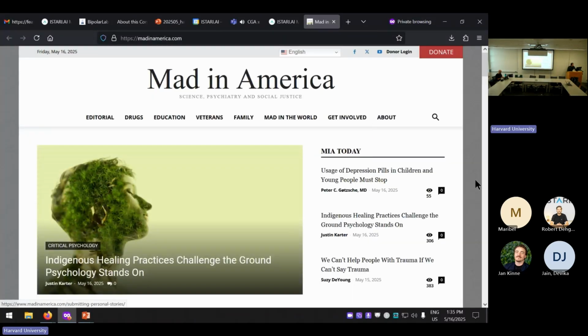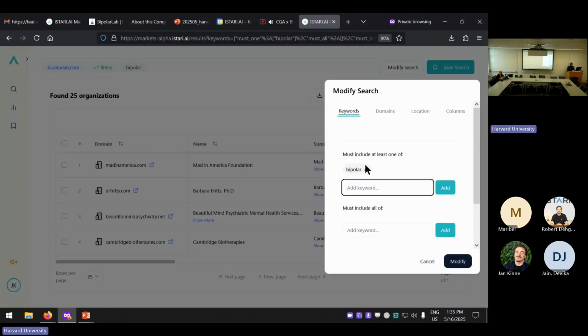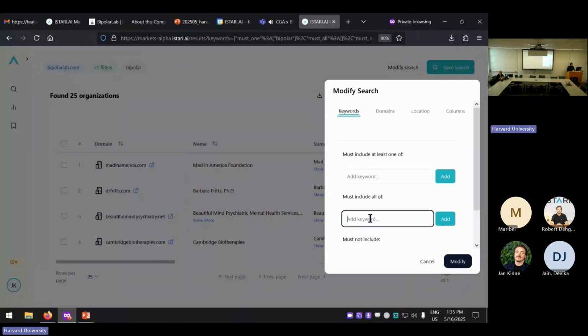Okay, this is basically more like an information provider, right? But you are interested only in hospitals, so sure, we can do this as well. Then I will do: it must include bipolar, and it must include precision medicine, right?